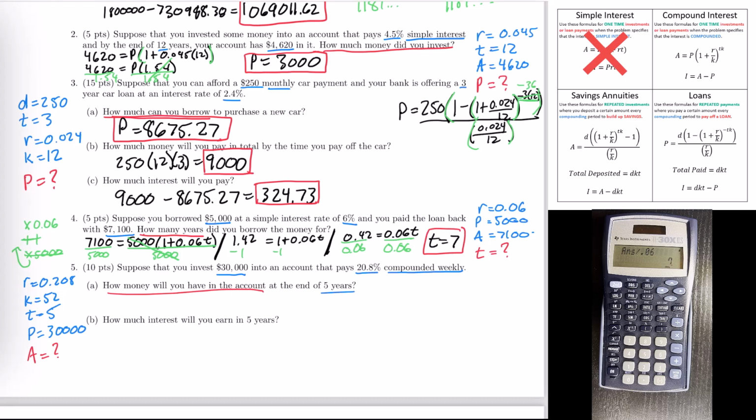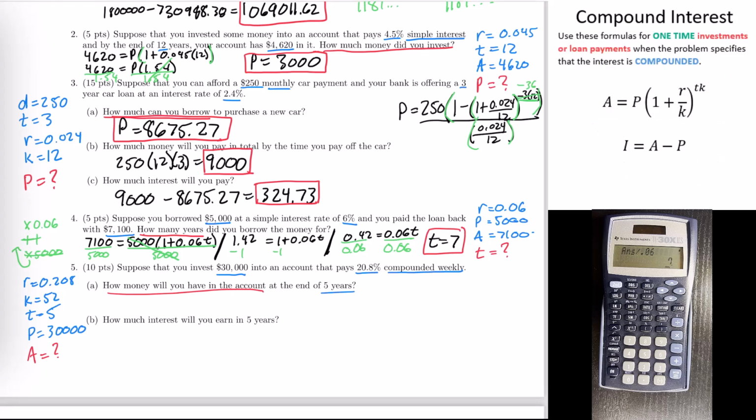Then the next question I ask is, is this a savings situation or is it a loan situation? Since we're investing $30,000, that means it's savings. So it will not be a loans formula, and we can eliminate the loans section. Now we need to ask, is this a savings situation where you're making repeated investments, or a one-time investment? In this case, the $30,000 is a one-time investment, so that means it's the compound interest formula. And we can eliminate the savings annuities option.